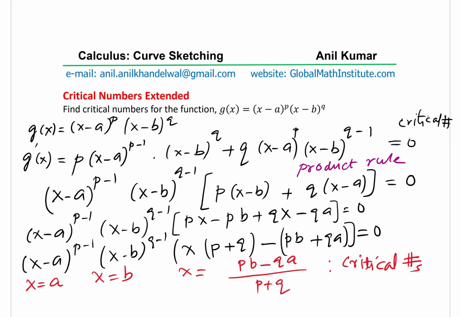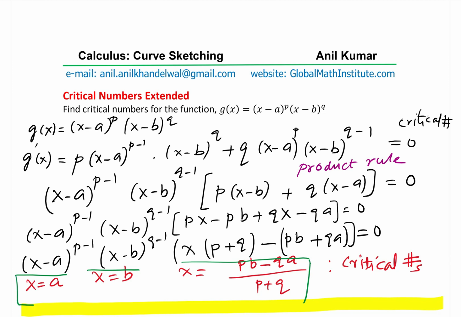Is that clear to you? So we have three critical numbers as mentioned here. One of them is x equals a, the other one is x equals b, and this whole thing is the critical number which we have. So that is how you're going to solve it.